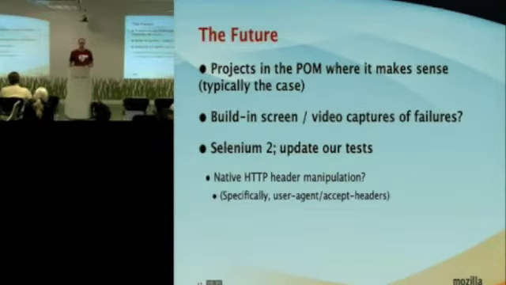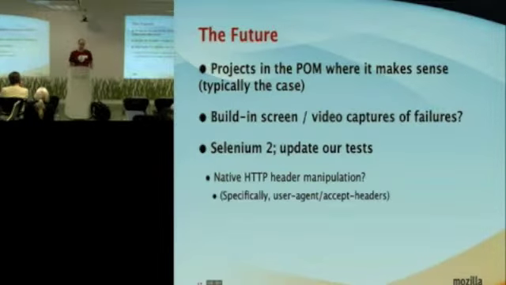The XPath changes. In Firefox 4, we dropped the locale from the user agent string. So the only locale that we use now to detect is actually in the accept headers. So we would like to see, and maybe this exists in Selenium 2, native HTTP header manipulation so that we can do things like mock browsers.